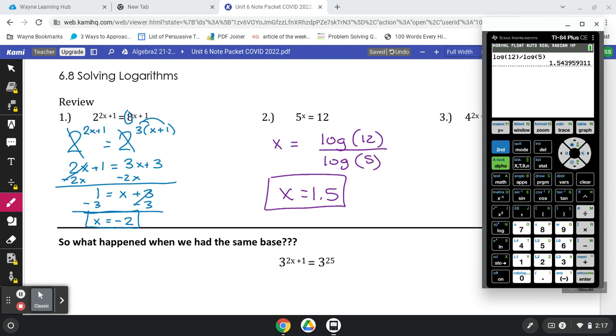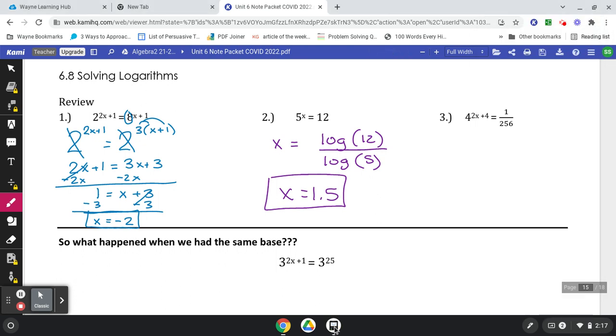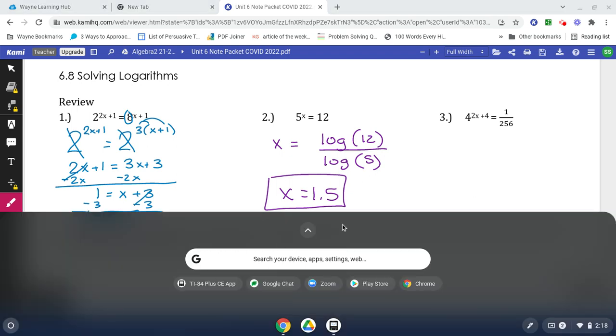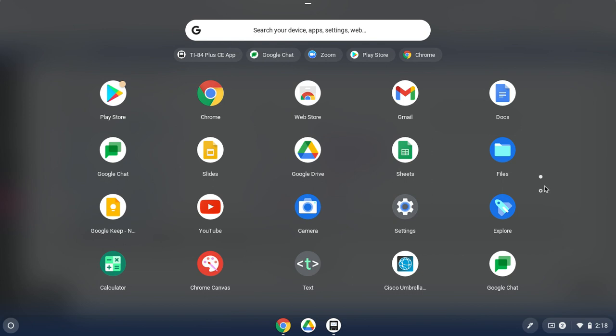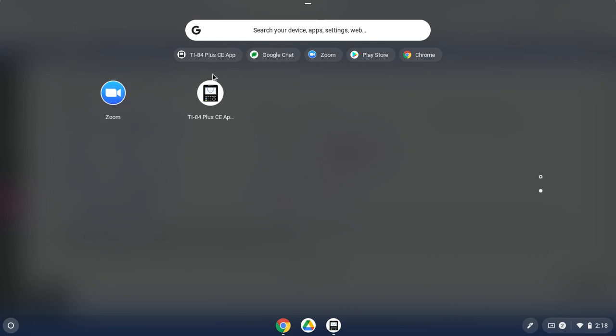All right, remember, you do have a calculator on your Chromebook. You go down to the bottom, it should be pinned right here. If not, go to the circle over here, pull it up, and then you should be able to find it on one of these screens right here. And then you would just do the sign in with Google.